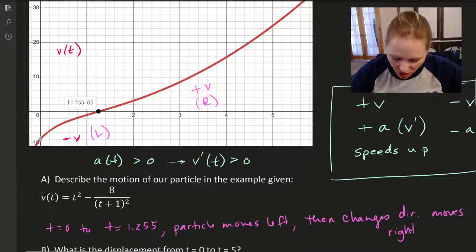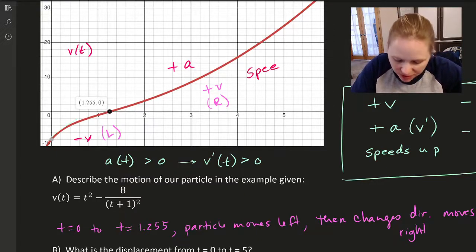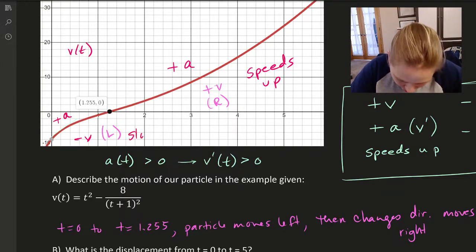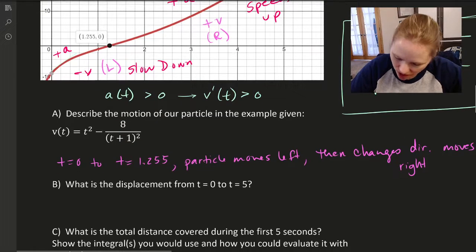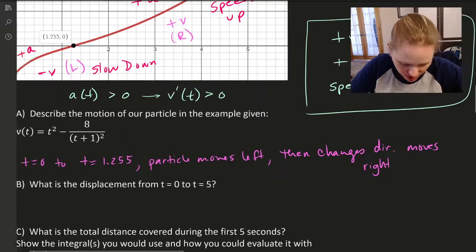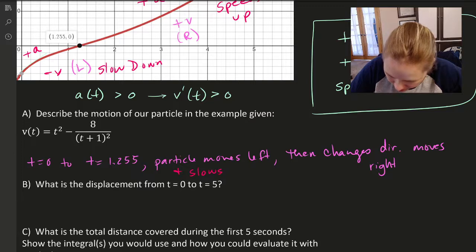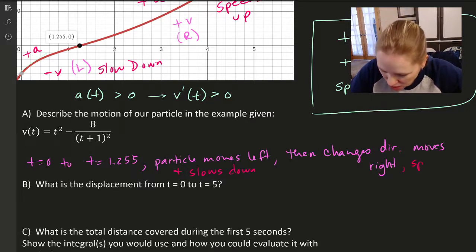The other way that we can describe this graph is anywhere we have positive acceleration. So here we have positive acceleration and positive velocity, we're speeding up. Here we have negative velocity, but our acceleration is still positive, so we're slowing down. So one thing we can add to our description is that on the same interval that we're moving left, we slow down, then change direction, move right, and speed up.